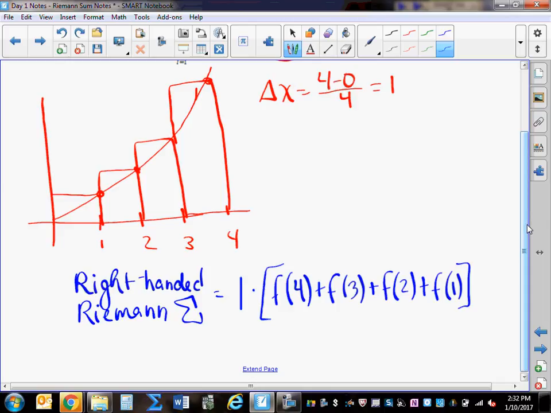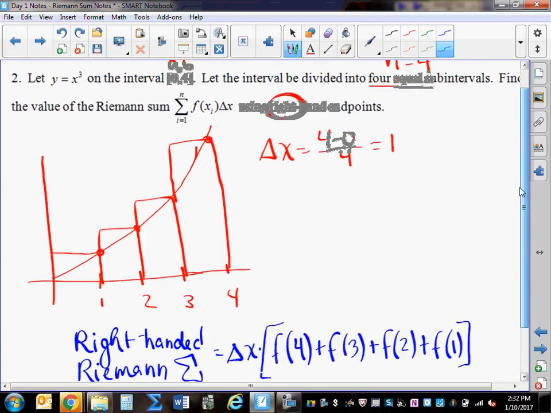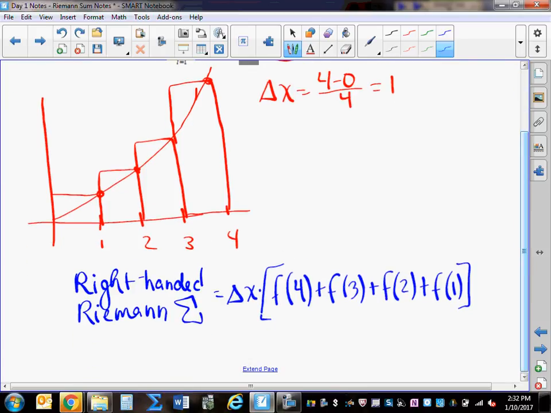Alright, so again, it's the width delta x. I guess I'll put in here delta x, times each of those function values. Now again, we have to go back up to our actual function and put in our actual values here. So delta x here is just 1. You don't really have to write that in, but that's alright. Alright, so f of 4, our function is y equals x cubed, so that would be 4 cubed plus 3 cubed plus 2 cubed plus 1 cubed. Again, you could leave it right there or simplify from there.